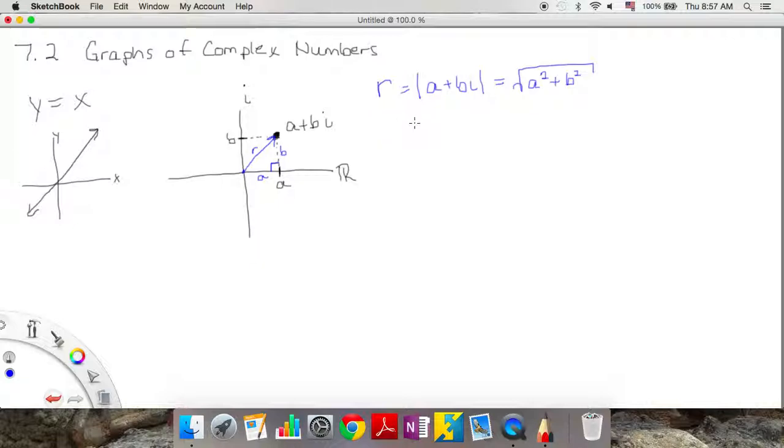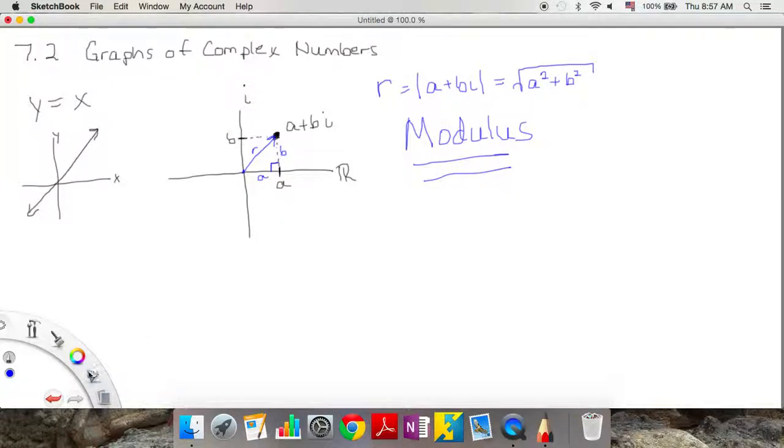Now this is called the modulus of the complex number. It is the modulus of the complex number. You need to make sure you know those terms so that you can use them.